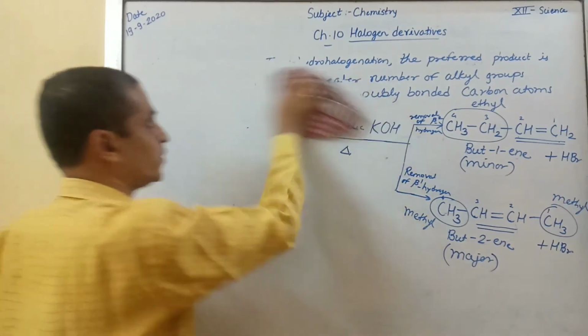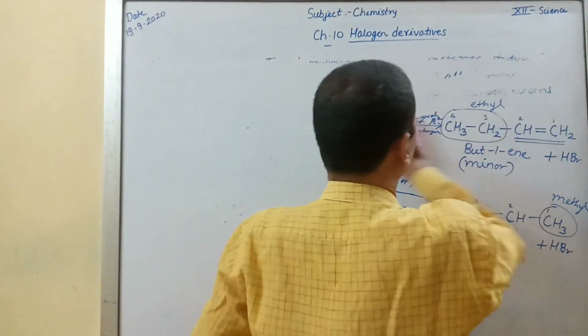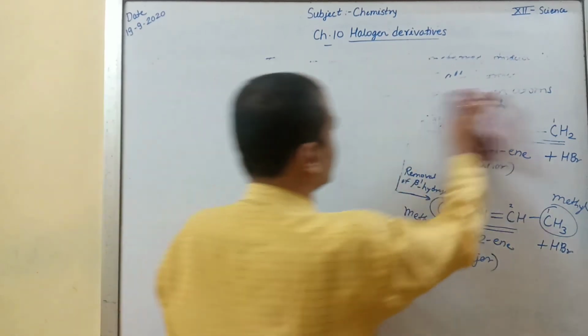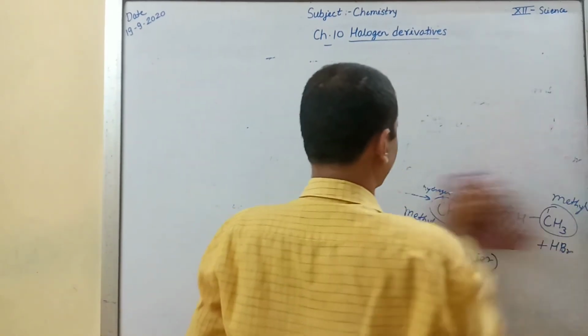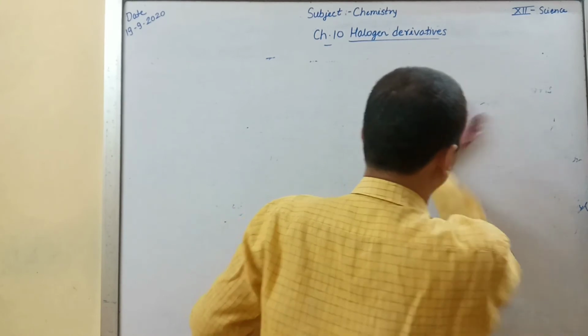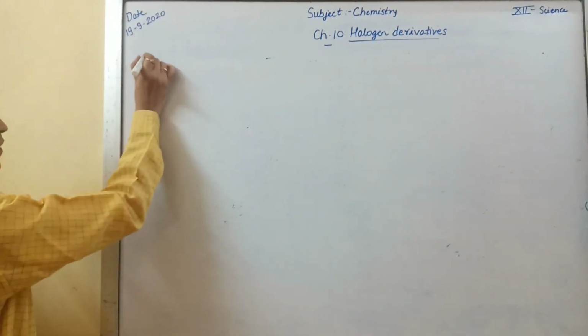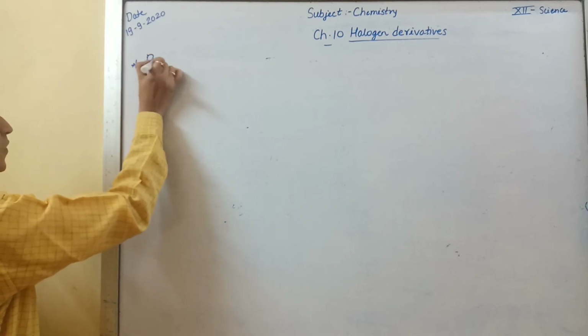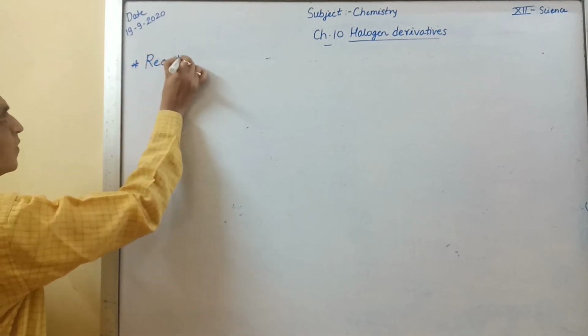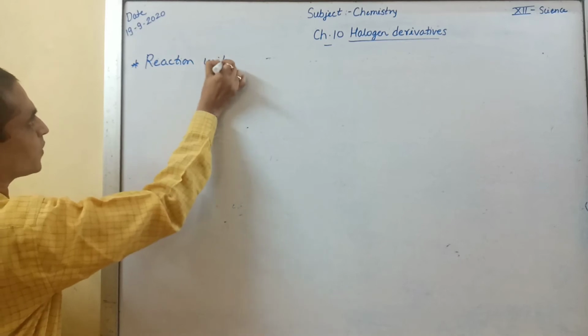Now we are going to study reaction with active metals. Active metals may be sodium, magnesium, cadmium, etc. So let us start with reaction with active metals. Next part, reaction with active metals.